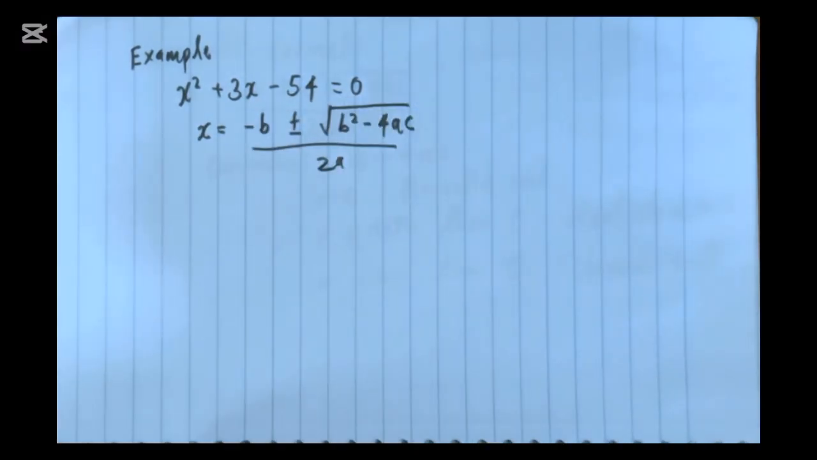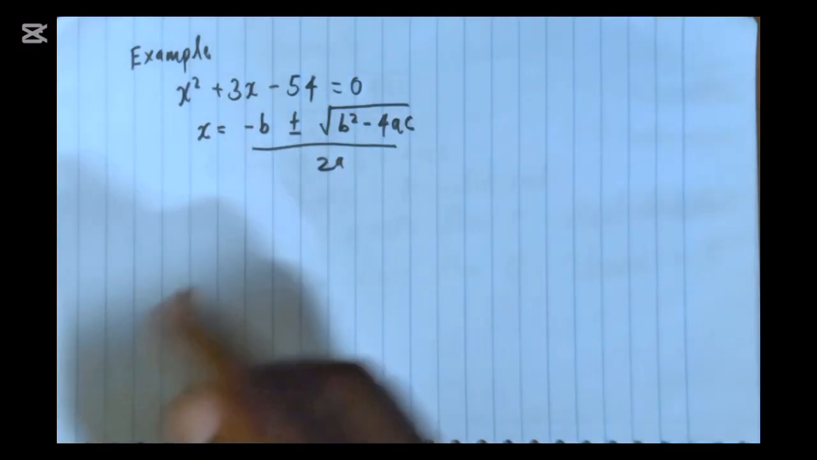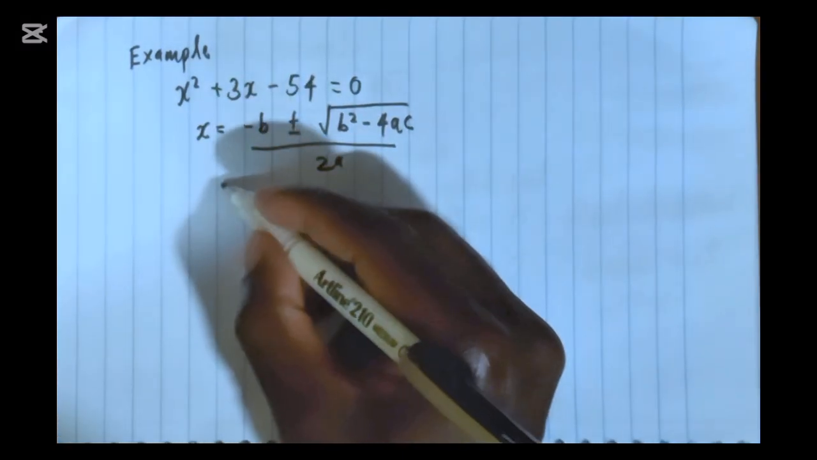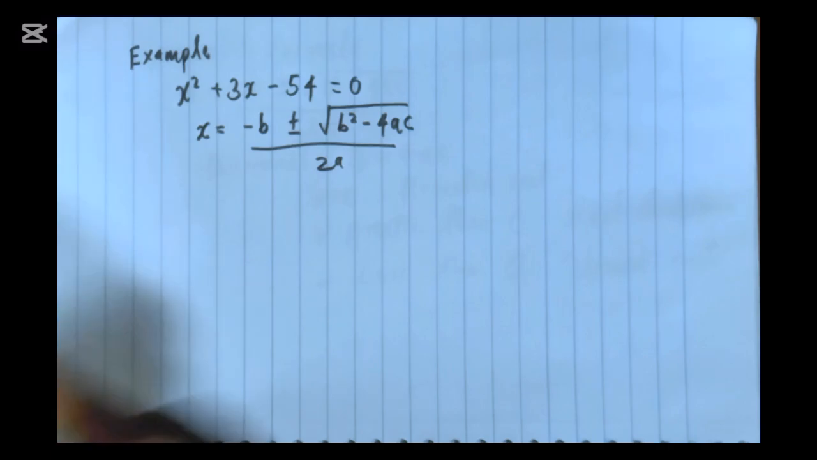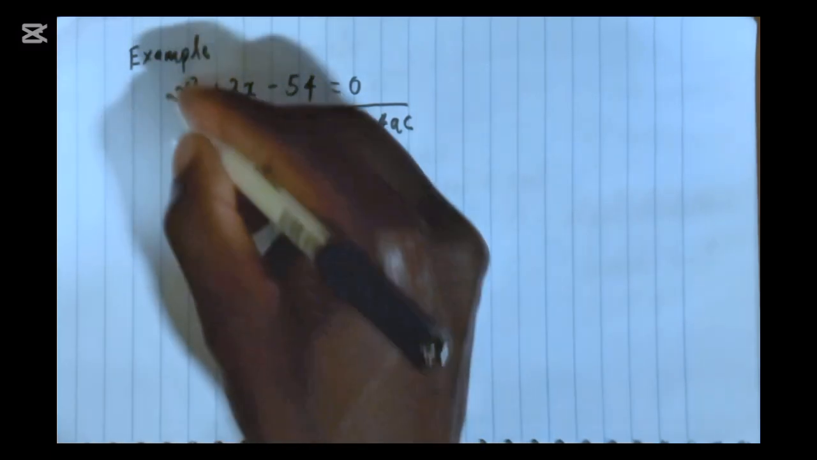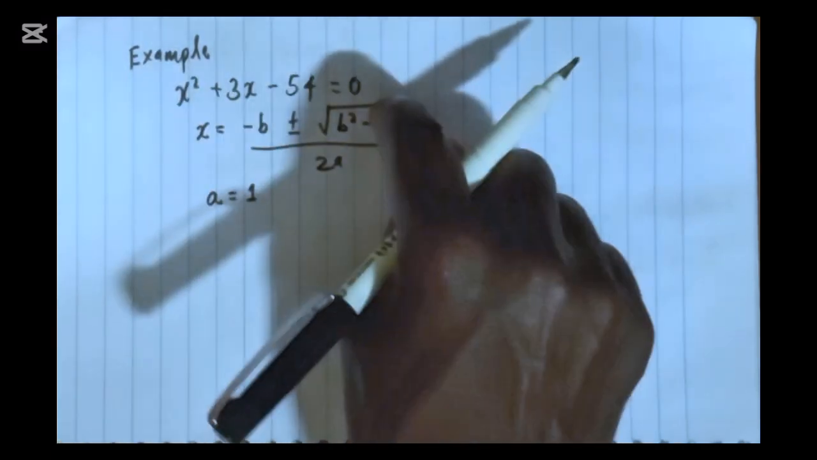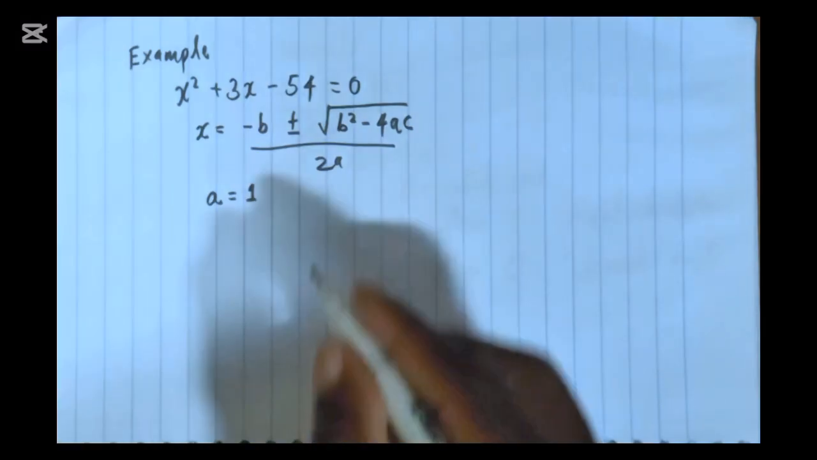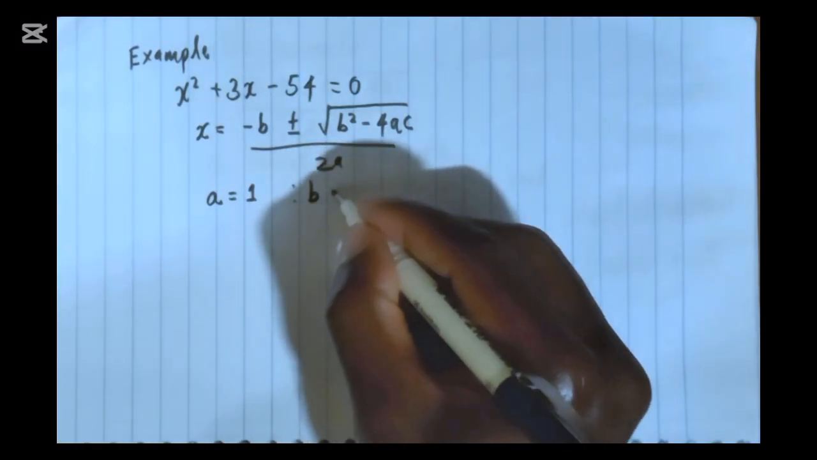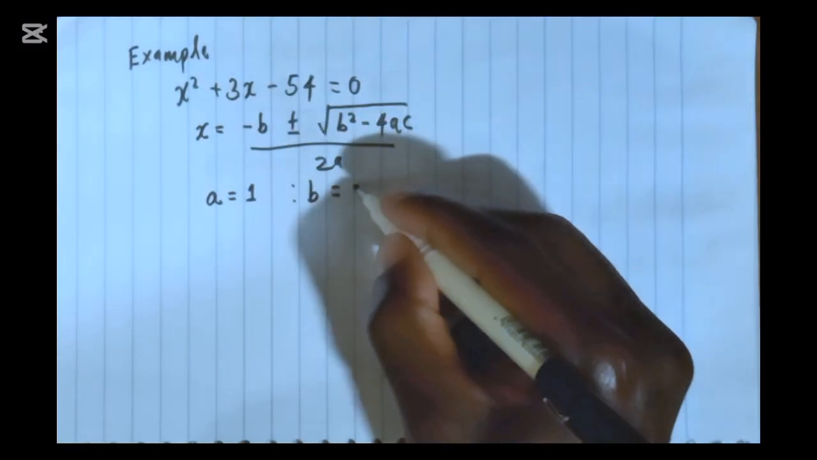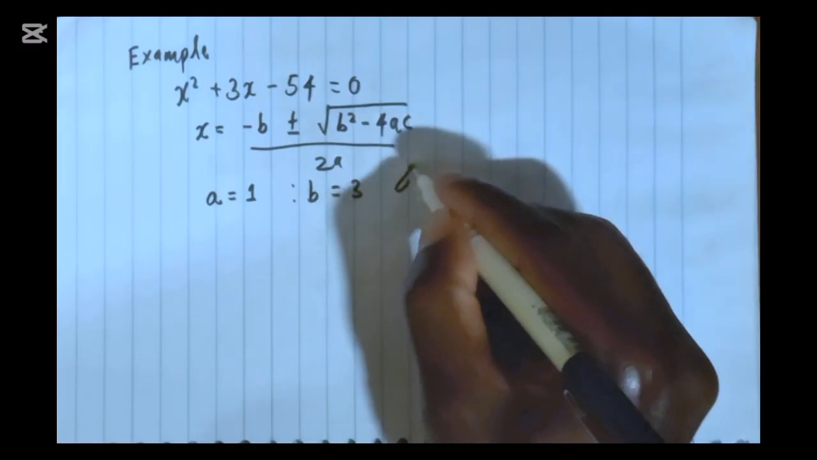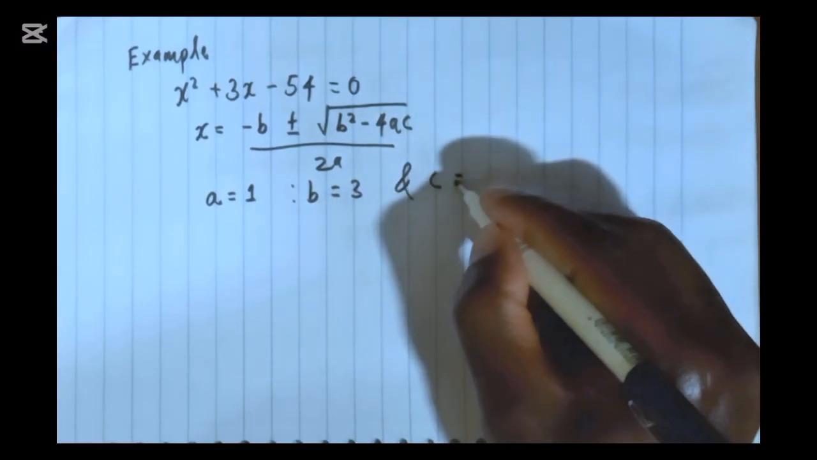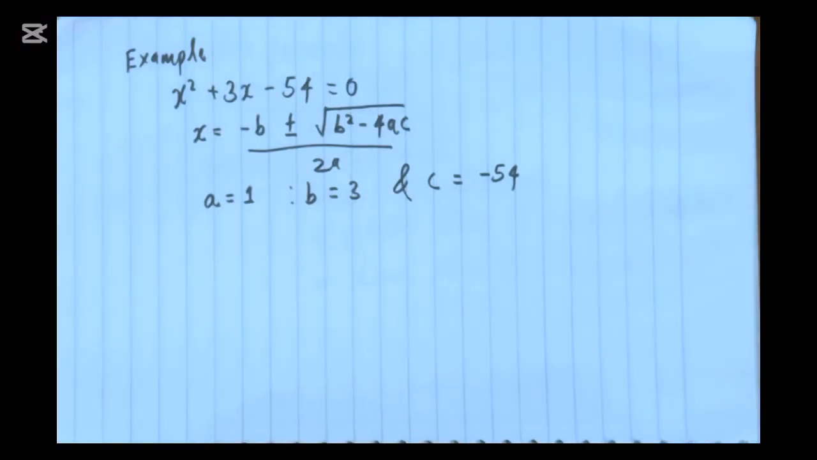So we basically have to identify, first of all, the values of a, b, and c. In this particular problem, the value of a equals 1 from the quadratic equation that we are trying to solve, the value of b equals positive 3, and the value of c equals negative 54, as you can see from there.